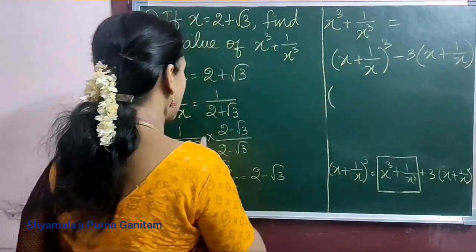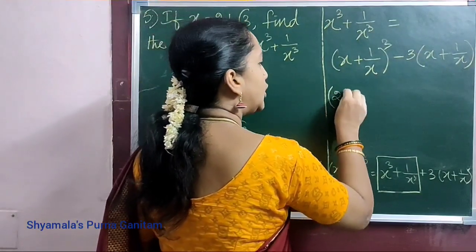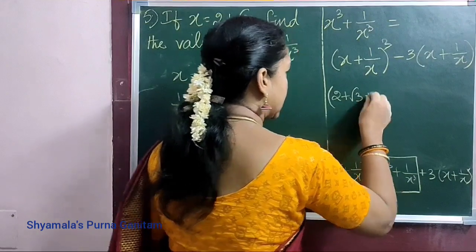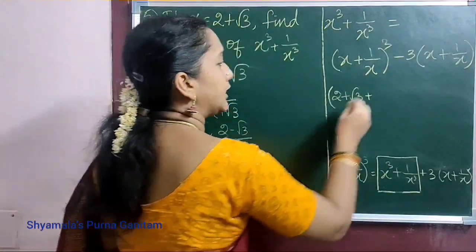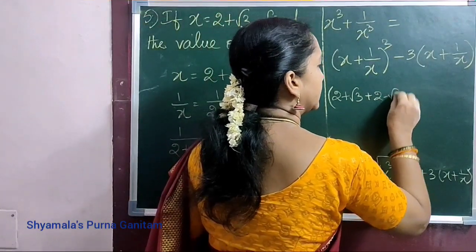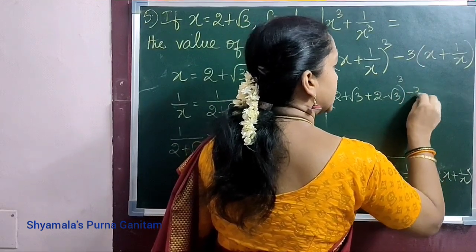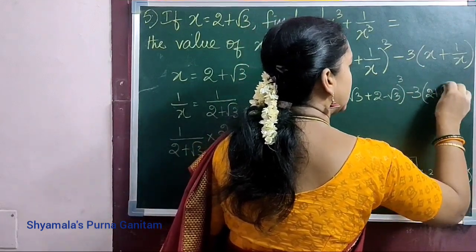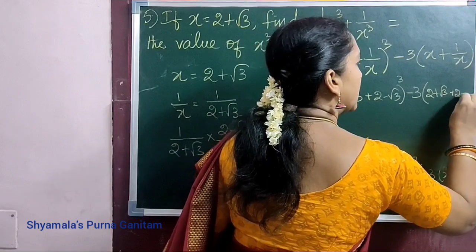Now you substitute the x value. x value is 2 plus root 3, plus 1 by x value you got as 2 minus root 3, the whole cube, minus 3 into 2 plus root 3 plus 2 minus root 3.